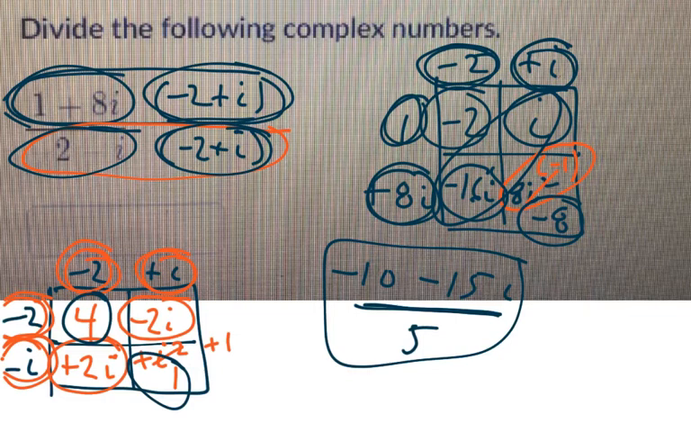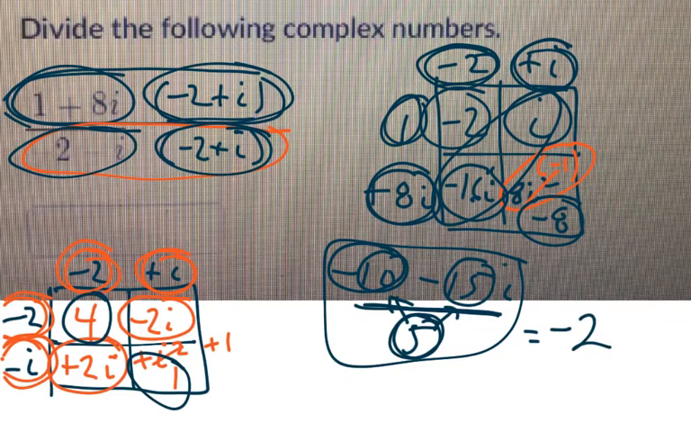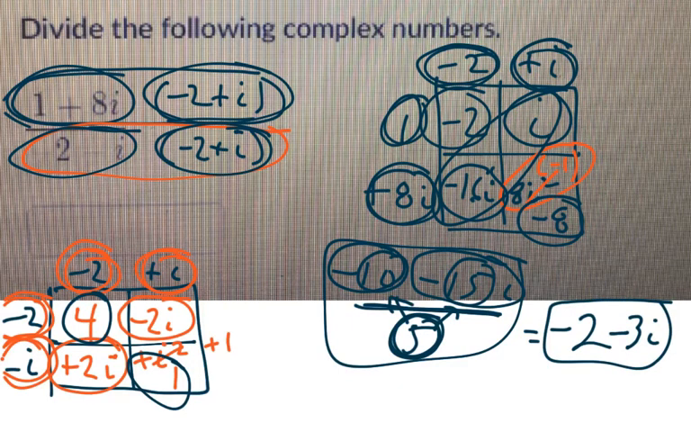But guys, look carefully. We learned about this with rational expressions. Can everyone see how 10 and 15 divide by 5? So I'm going to distribute that 5. So negative 10 divided by 5 is negative 2. Negative 15i divided by 5 is negative 3i.